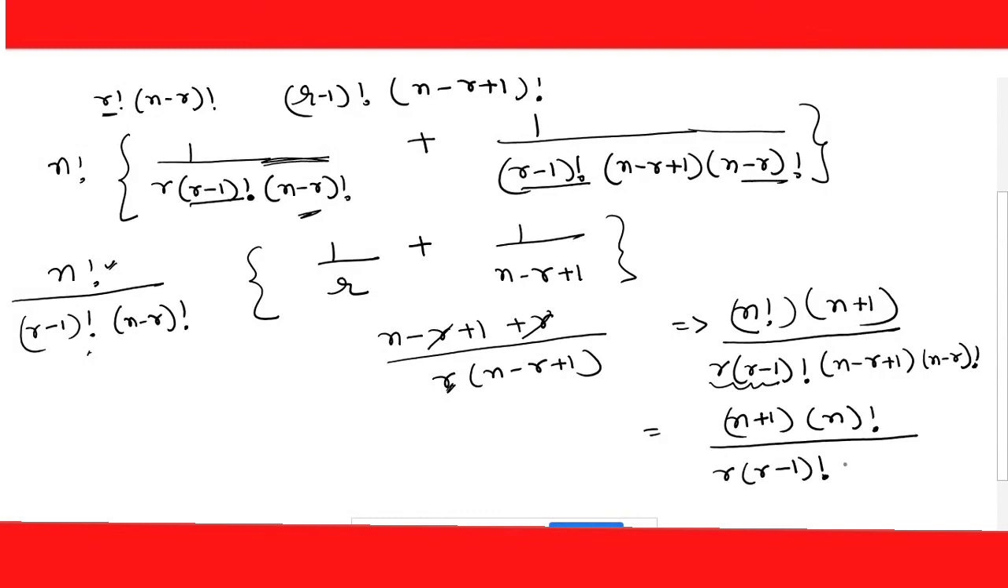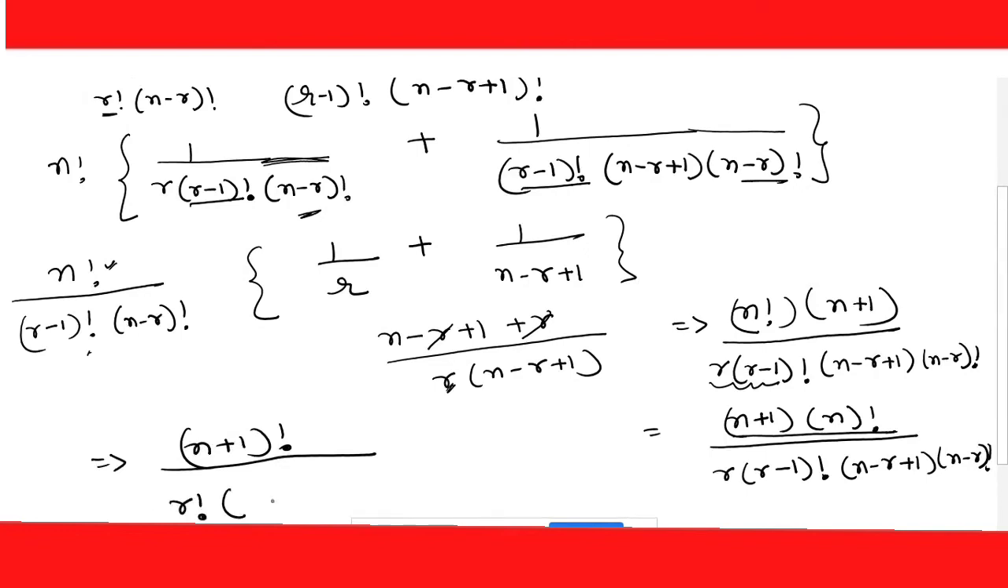Here I have n minus r plus 1 and n minus r factorial. So for this, we write n plus 1 factorial in the numerator. In the denominator, we write factorial r, and here we write n plus 1 minus r factorial. We just make it like this: we take n plus 1 minus r, then n minus r. This is decreasing.